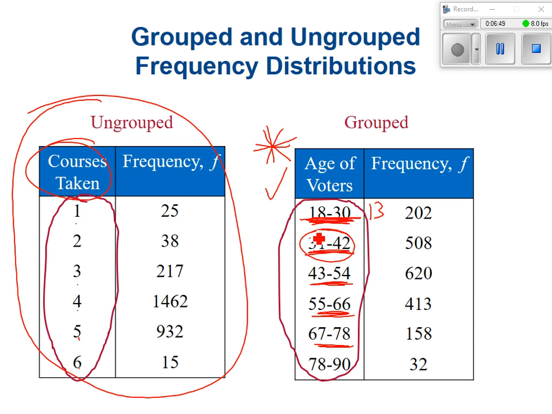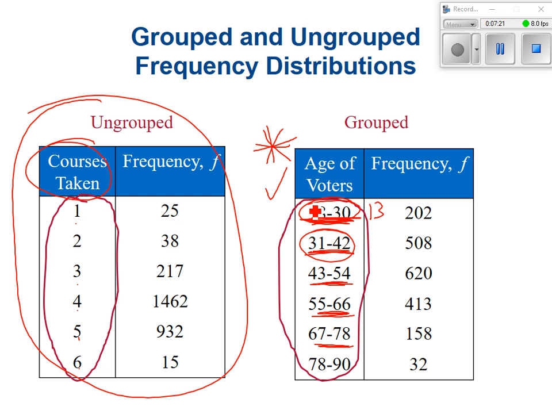31, 32, 33, 34, 35, 36, 37, 38, 39, 40, 41, 42. I think I miscounted. I'm only coming up to 12. So let's check this one. Let's check the first one. 18, 19, 20, 21, 22, 23, 24, 25, 26, 27, 28, 29, 30.